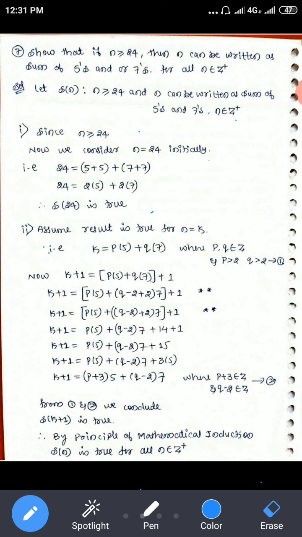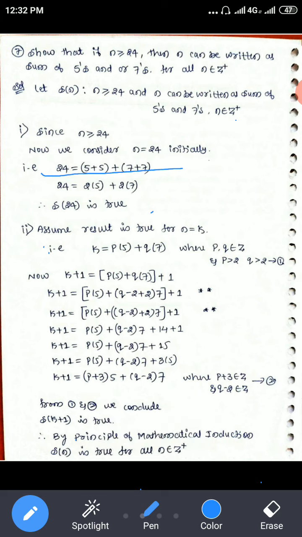So write the statement, let Sn: n greater than or equal to 24, and n can be written as sum of 5s and 7s. So for the time being, since n is greater than or equal to 24, we consider n equal to 24 initially. Later for greater than or equal to that, we will study all the things. 24, I have to write as sum of 5s and 7s. So 5 plus 5 plus 7 plus 7. See, you can see 5 plus 5 is 10, 7 plus 7 is 14, 10 plus 14 is 24. So this is 24, I am splitting like this.